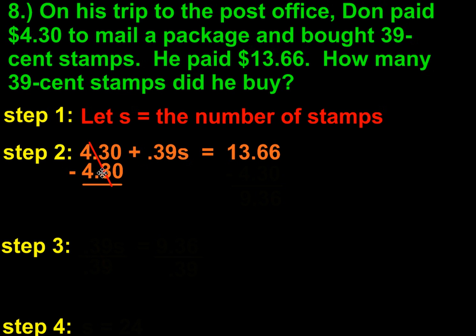And we can start by removing this number. So we subtract 4.30 on this side, which means we need to do the same thing over here. And if we do that, we get $9.36. So now 0.39s equals 9.36, all going to come down.